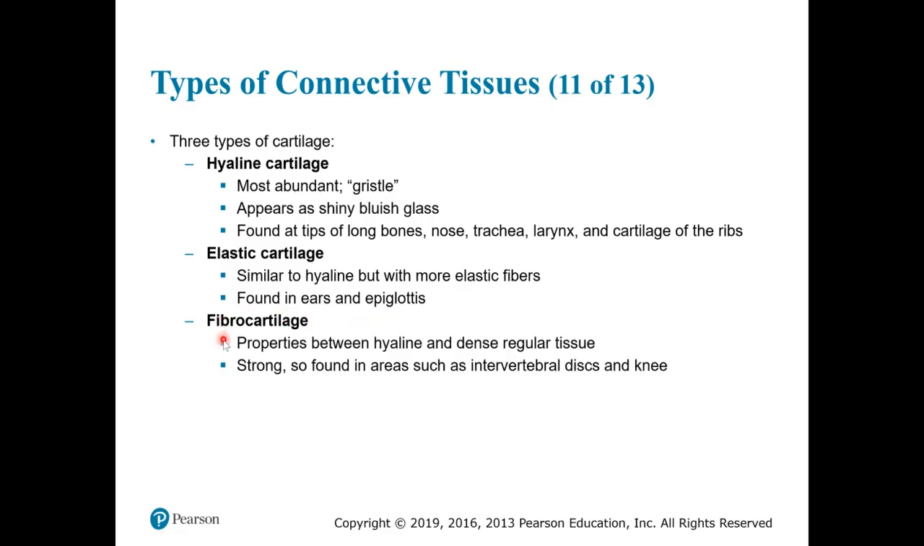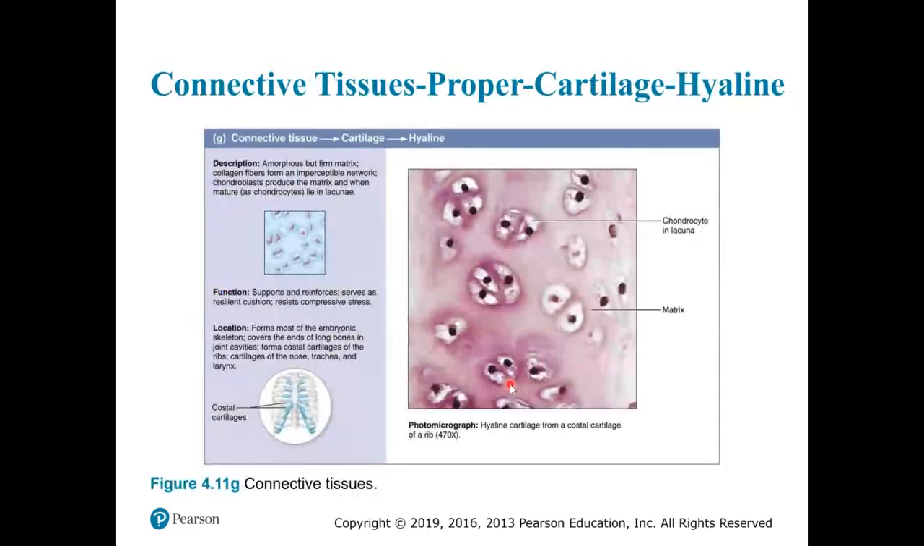So, and then we get fibrocartilage. Fibrocartilage has got a denser background material, and it acts as a shock absorber. So we find it in the intervertebral discs, the discs in between the vertebrae, and that's fibrocartilage. The meniscus of the knee, shock absorbing cartilage. The pubic symphysis between the pubic bones, fibrocartilage.